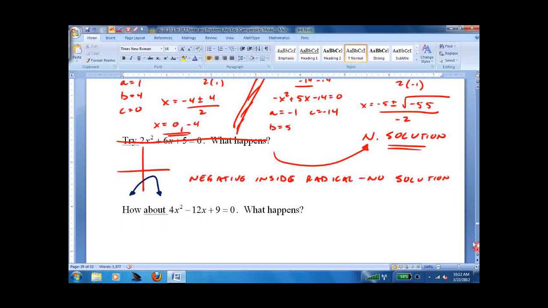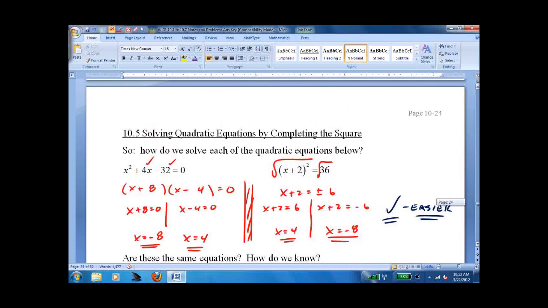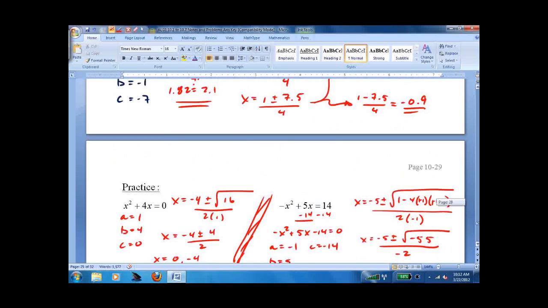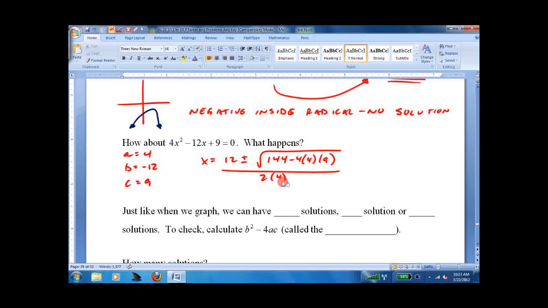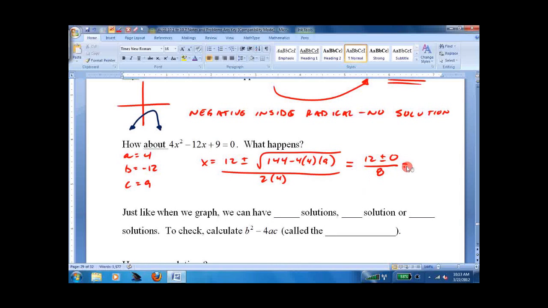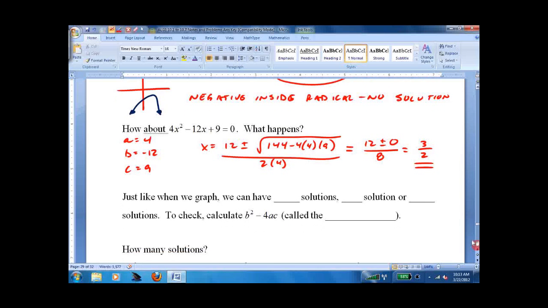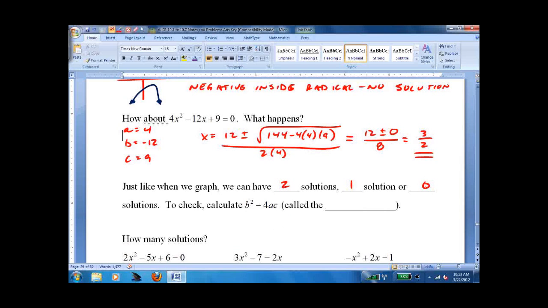Let's take a look quickly at this one. a equals 4, b equals negative 12, c equals 9, x equals 12 plus or minus the square root of 144 minus 4 times 4 times 9 all over 2 times 4. Turns out everything inside the radical is 0. So we end up with just 12 plus or minus 0 all over 8, also known as 3/2. So just like when we graph, we can have 2 solutions, 1 solution, or 0 solutions.